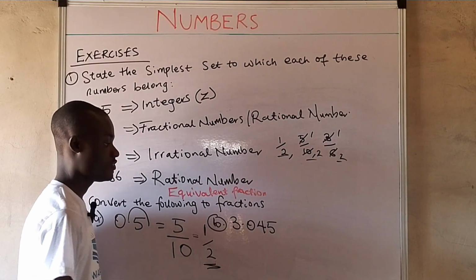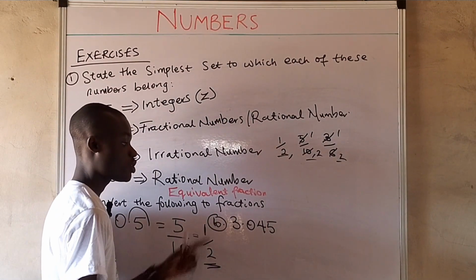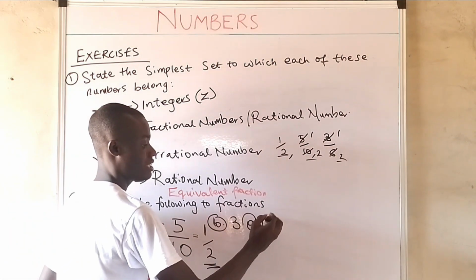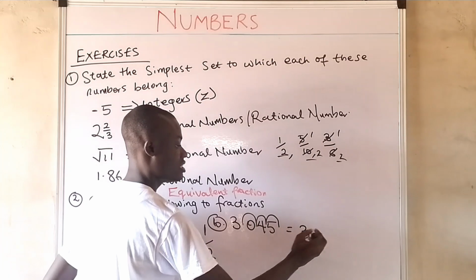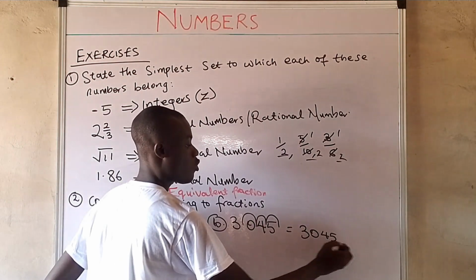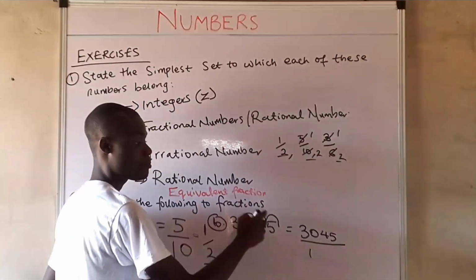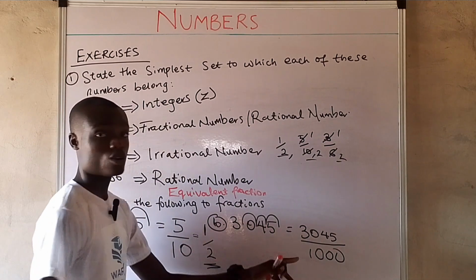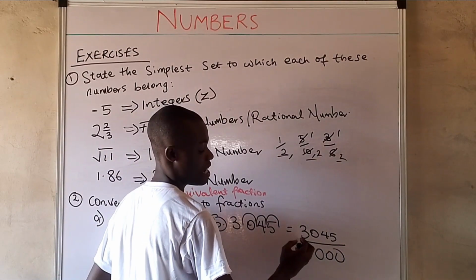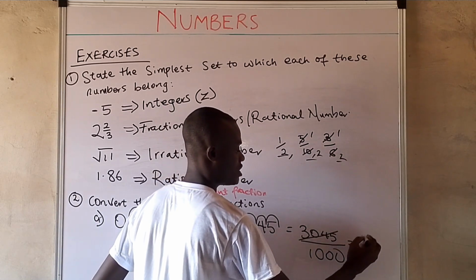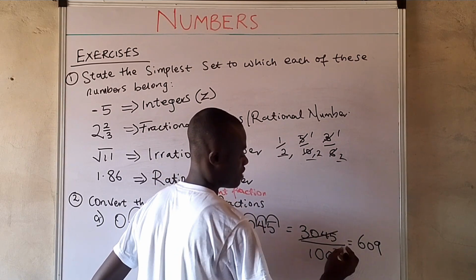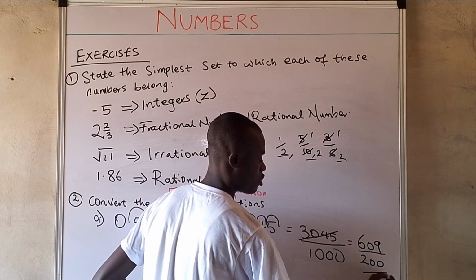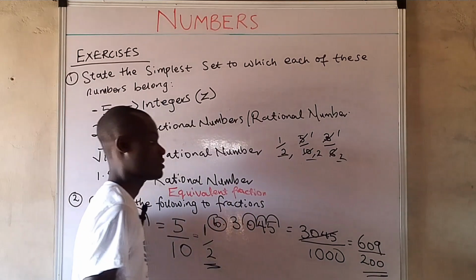Now for the B part of it, 3.045, we are going to convert to a fraction. So we move our decimal point to the last number, past the 3, 0, 4, 5. So it becomes 3045 over, add the 1. We moved our decimal point 3 times, so I'm going to add 3 zeros: 1, 0, 0, 0. So next we are going to divide this. When we divide the top by 5, we are going to have 609. When we divide the bottom by 5, we are going to have 200. So our answer becomes 609 over 200.